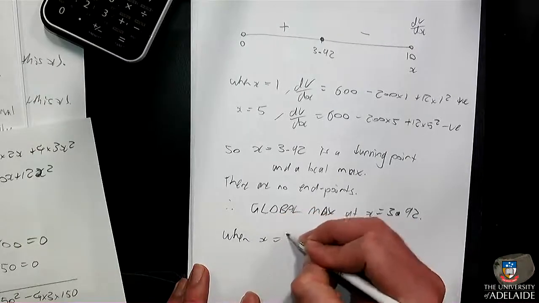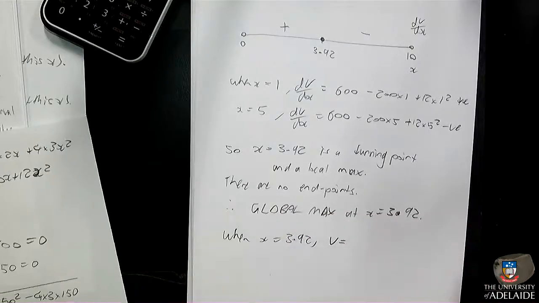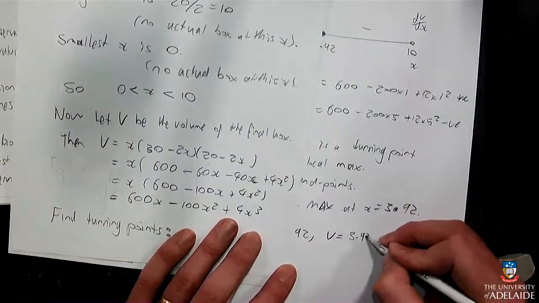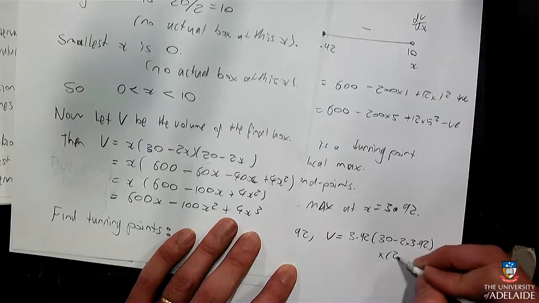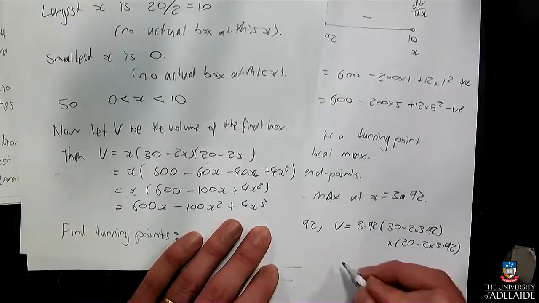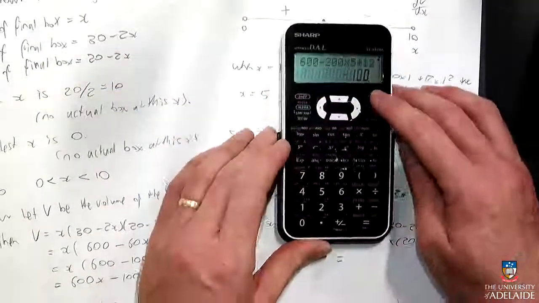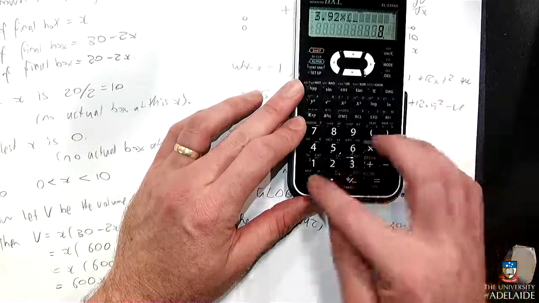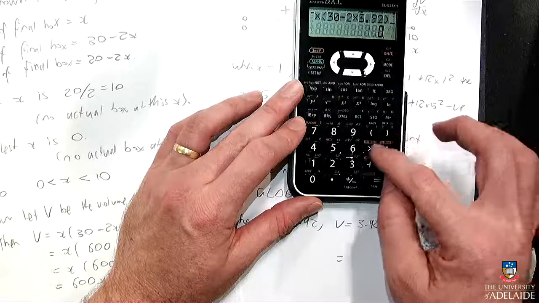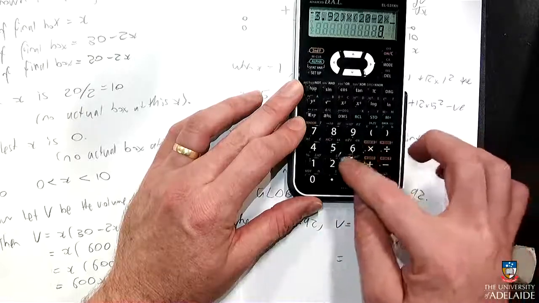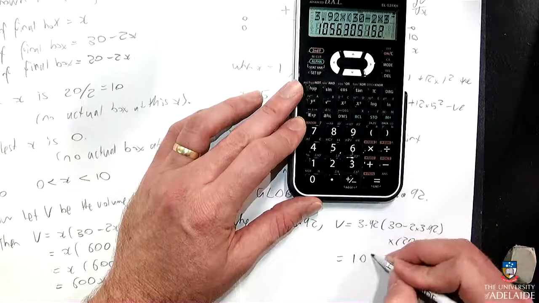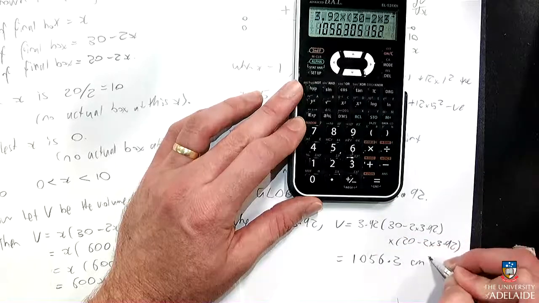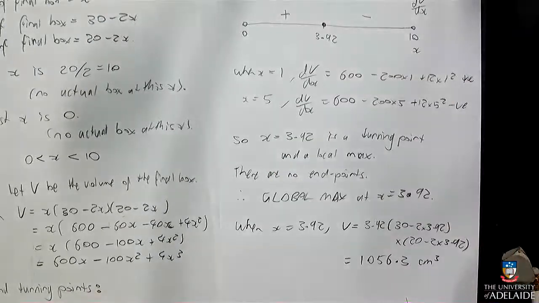Okay, so that means that the volume, when x does equal 3.92, V equals, now where's the original formula I had for V? Here it is. 3.92 times 30 minus 2 times 3.92 times 20 minus 2 times 3.92, and that's exactly what calculators are for. 1056.3 centimetres cubed.